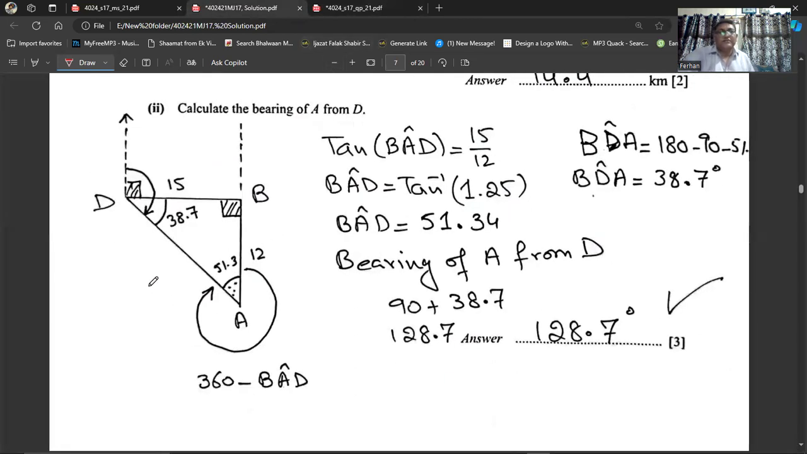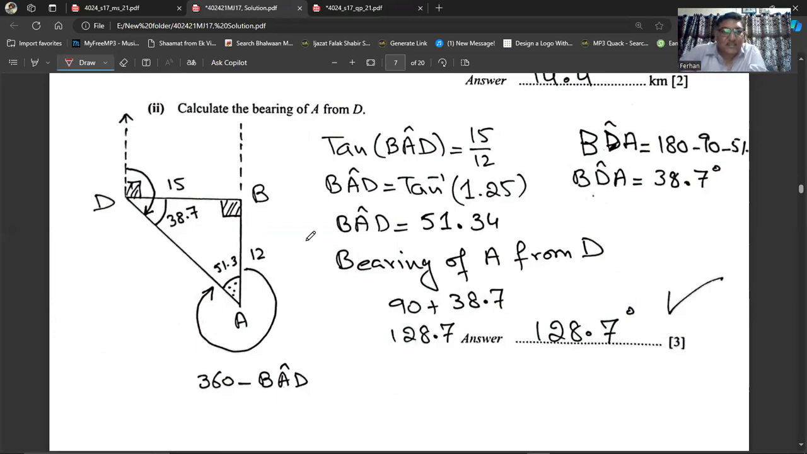So here what I did, I first of all tried to find this angle. So the tan of the BAD, I'm trying to find out this angle. You can directly find this angle. Okay. And that time I just found this one first. So the tan of the BAD. So this is the base. This is the perpendicular. That will be equal to 15 by 12, perpendicular by base. So the BAD will be equal to the tan inverse of 1.25. And the BAD angle will be 51.34.